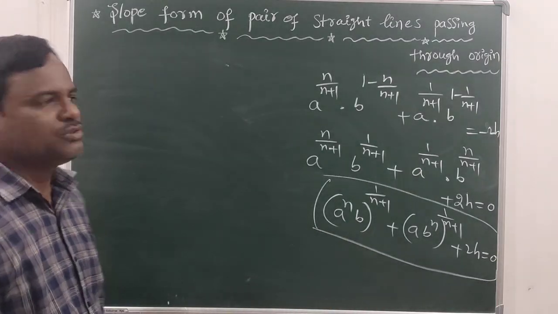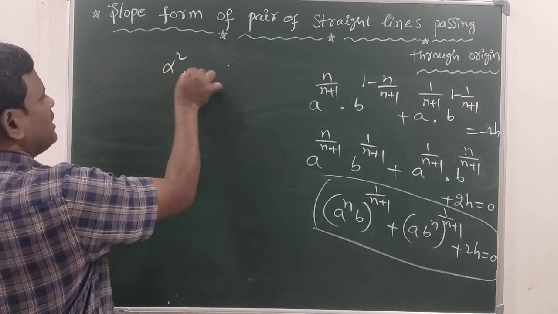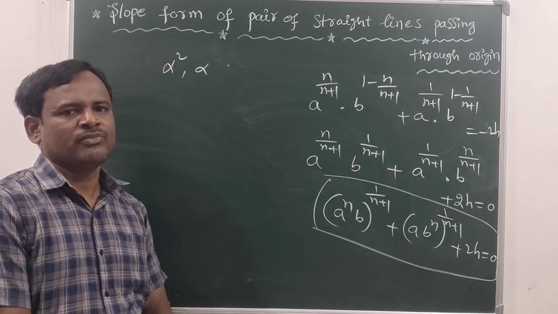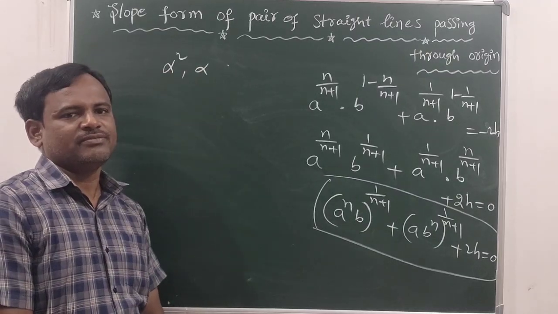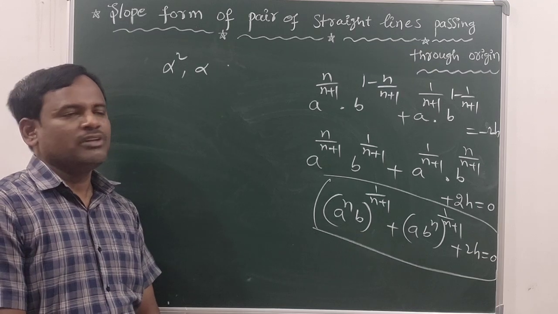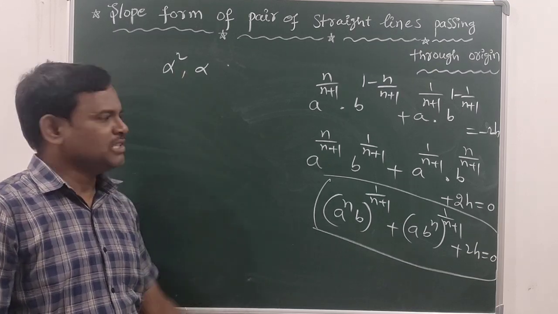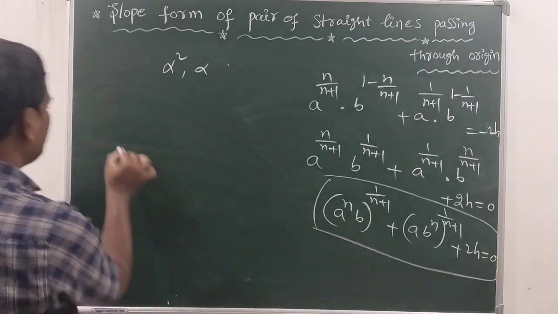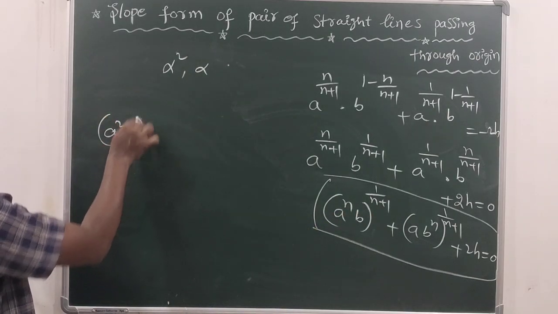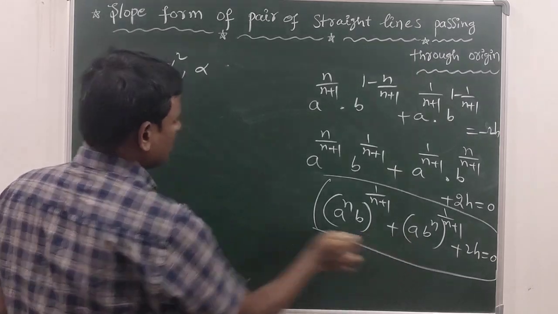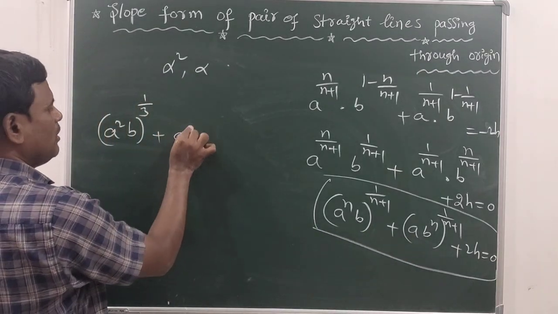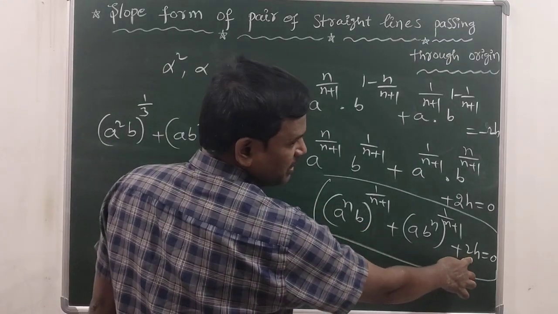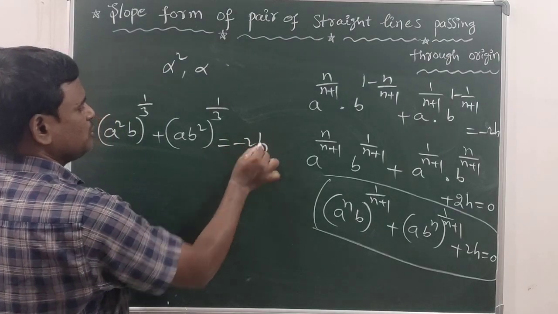Now suppose one root is square of the other, means in the place of n what did I write? 2. One root is square of other. If I ask you, then simply in the place of n you have to write 2. If I write 2 in the place of n, then it will become a square b whole power 1 by 3, and this one ab square whole power 1 by 3. So this plus 2h, when it goes to the right side, you will get minus 2h.